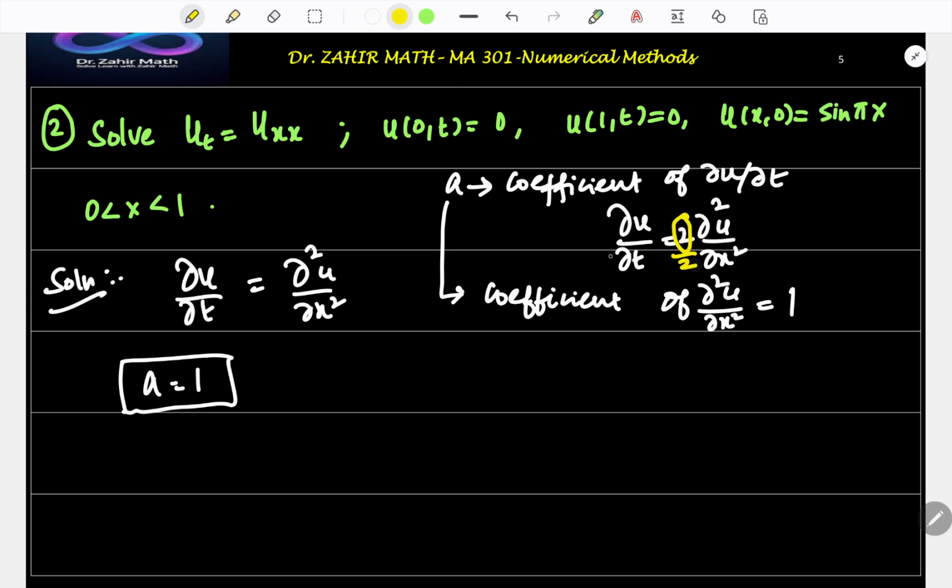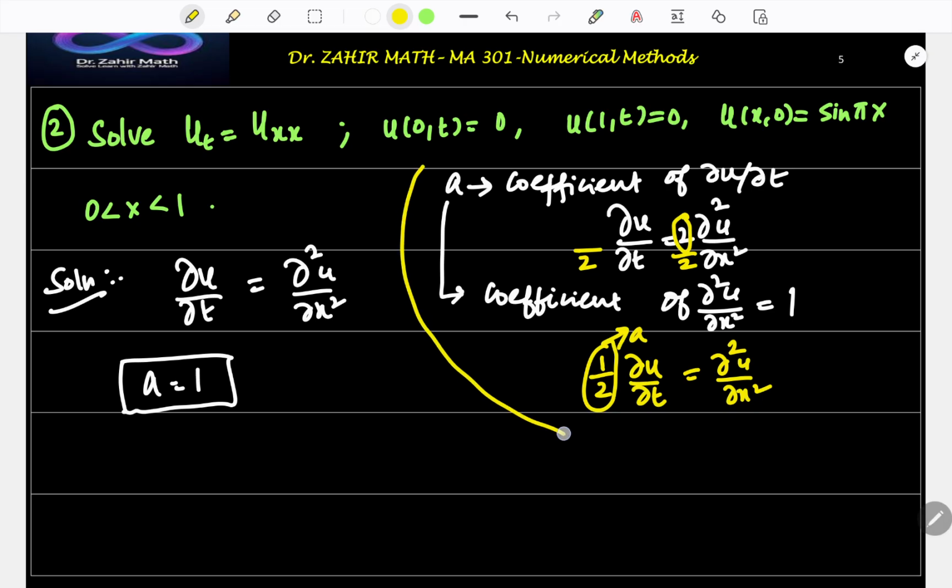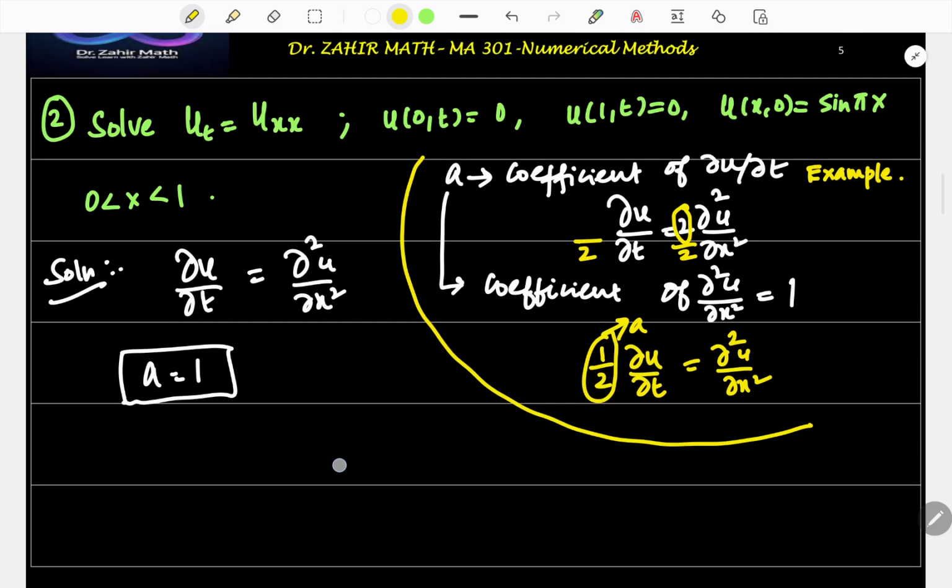So what will you do? You divide by 2. So (1/2) ∂u/∂t is equal to ∂²u/∂x². So what is the value of a? a is 1/2. Clear, everybody? This is just an example I gave you, if the situation is like this. Right. So here a is equal to 1.